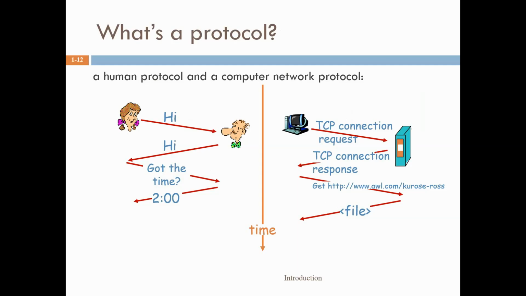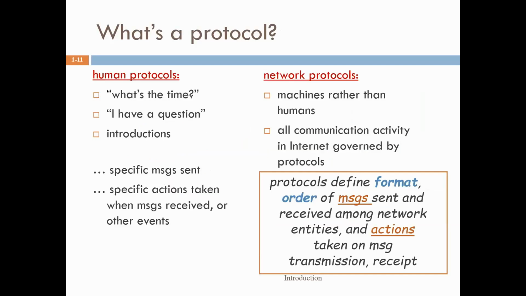Once the server responds back, the client takes this as an indication that now I can send my HTTP request. I can ask for the resources that I want, and then the server sends them to me. This is actually what a protocol is. It consists of the format, order of messages sent and received among network entities, and actions taken on message transmission and receipt. This is what a network protocol is.